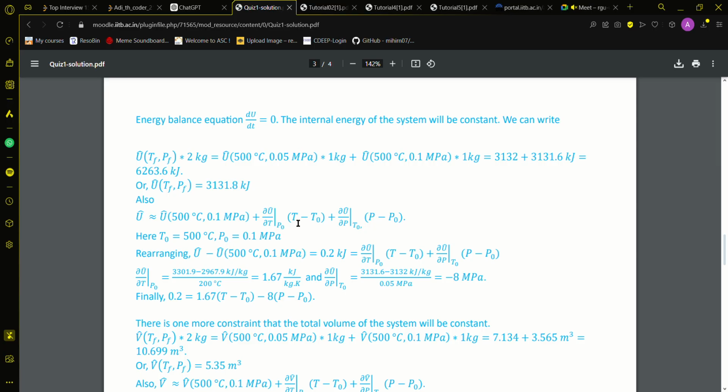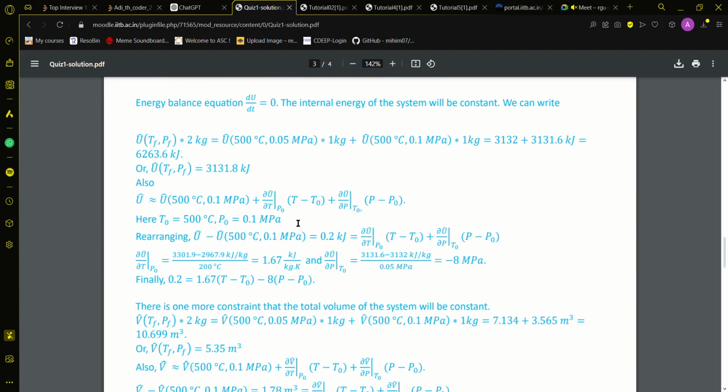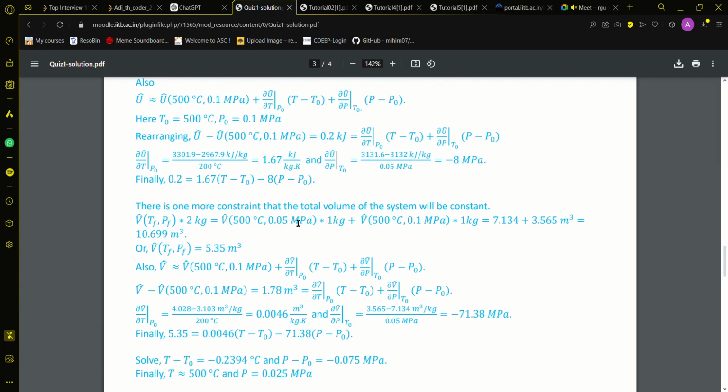Similarly, we know that another constraint would be that the volume of the system does not change with time. So we can use the same expansion of v cap as equal to v cap at T naught, P naught and so on. So this will give you another relationship, and you'll get two equations and two variables.